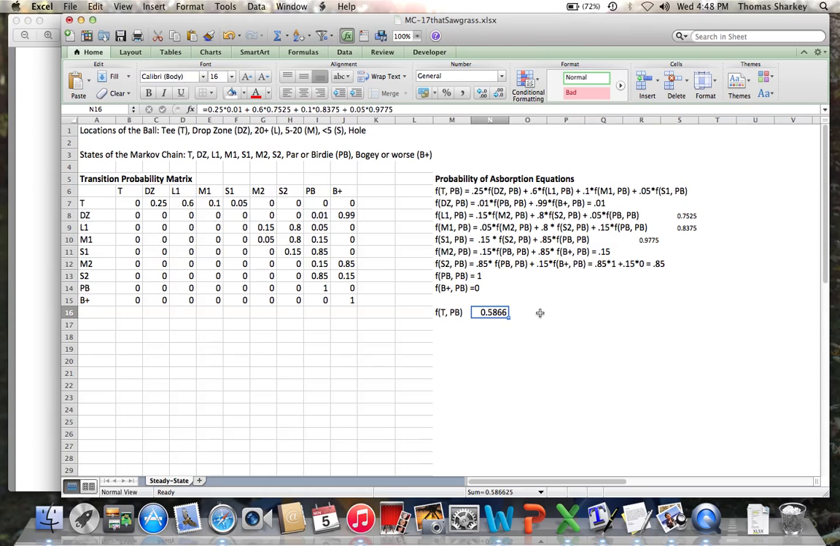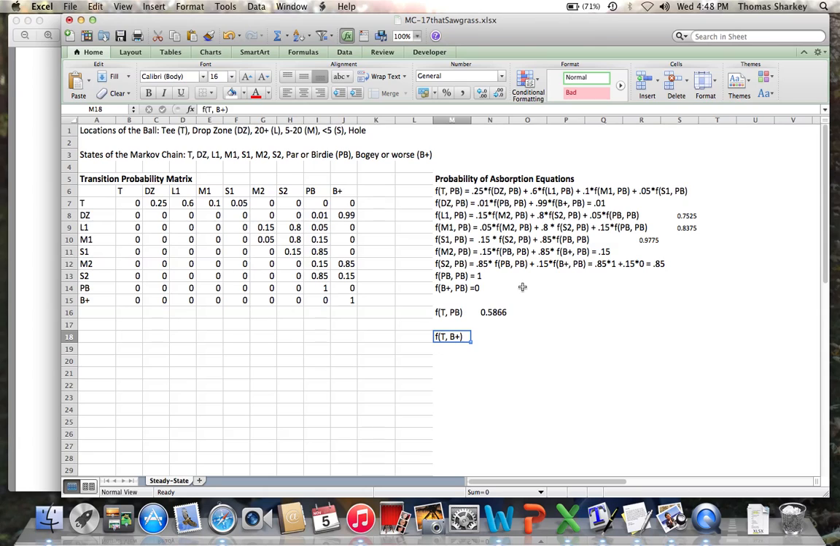So now that's nice. We have that estimate. Now the question is, can I determine f of T comma B plus? How often am I going to make bogey or worse? Well, I could create a series of equations really similar to this. The main difference would be that the absorption probabilities would flip, so f of B plus comma B plus is going to be 1.